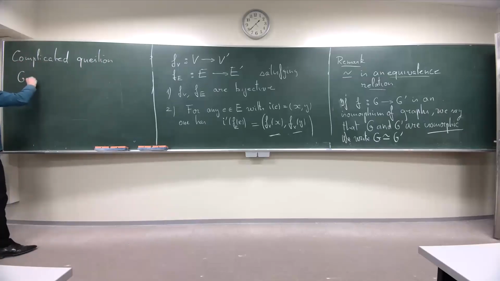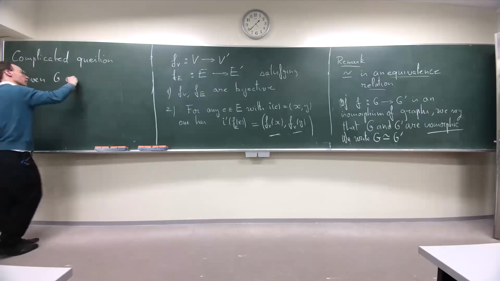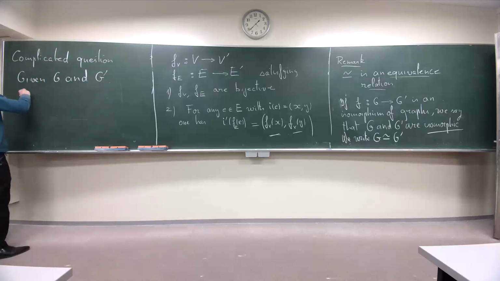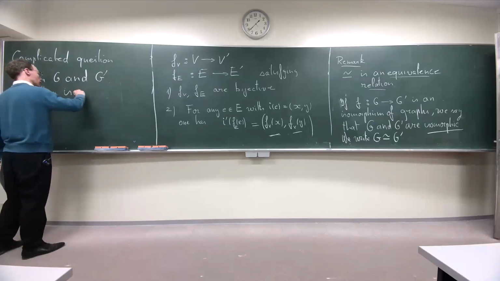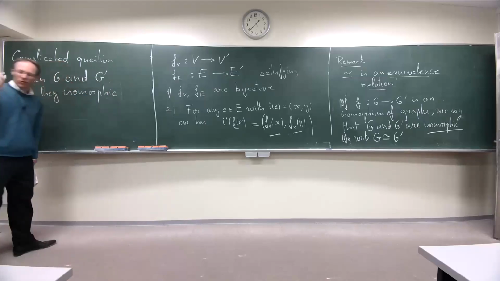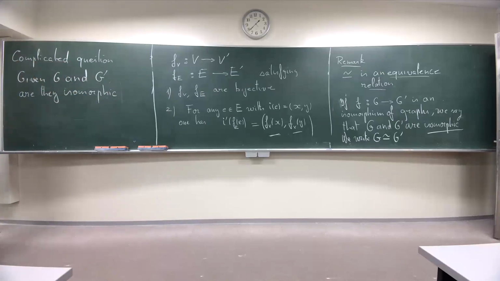Given G and G prime, if you give me two graphs, are they isomorphic? I gave a picture in the notes of two graphs which are not trivially isomorphic. So if you look at the two pictures, it's not clear that they contain exactly the same information. And if you make things a little bit more complicated, it's really difficult.